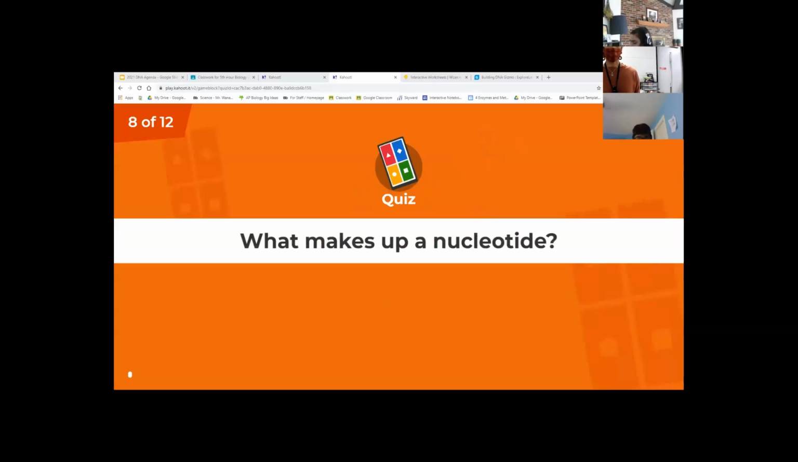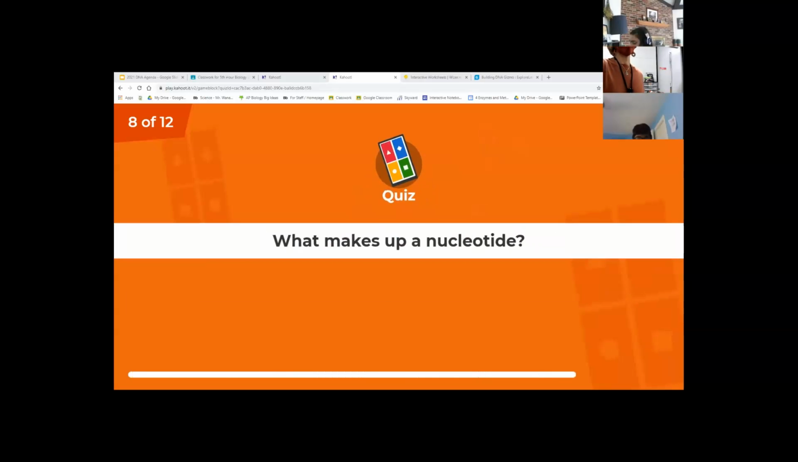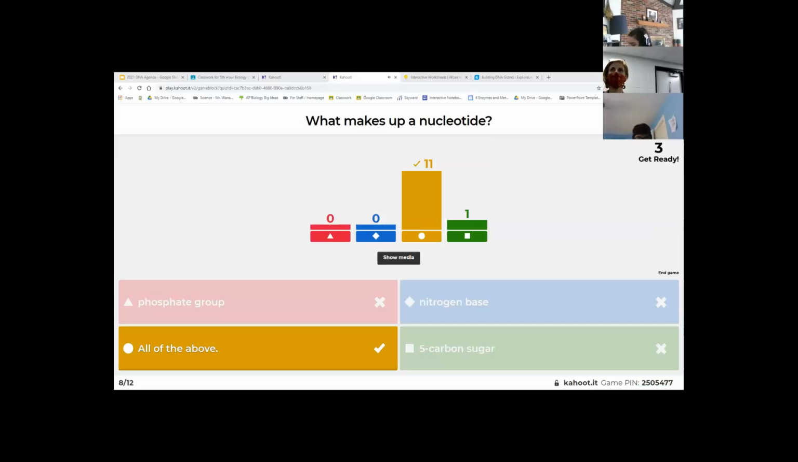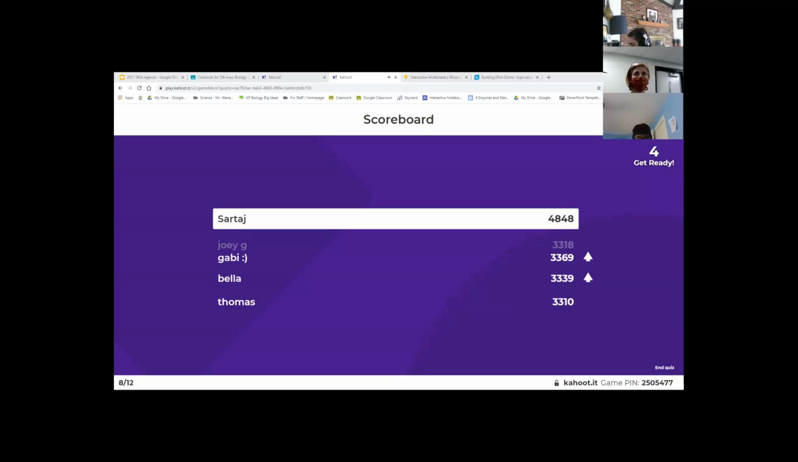Equal opportunity. The three pieces of a nucleotide: we've got the phosphate, the nitrogen base, and the sugar molecule, deoxyribose.